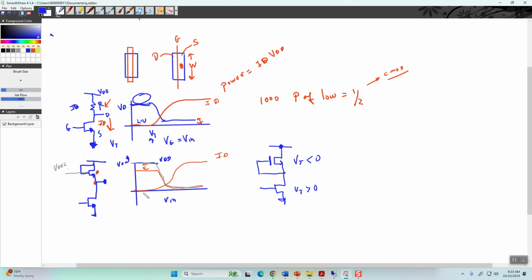But again, the same issue with power. All right. So now let's go to CMOS.